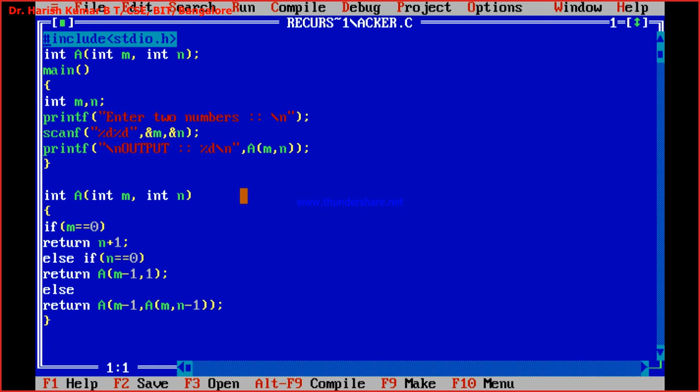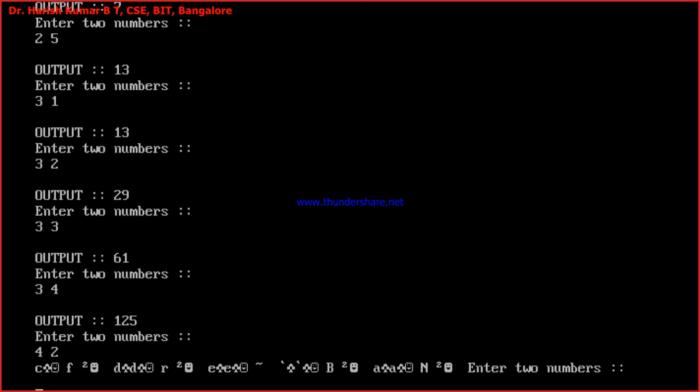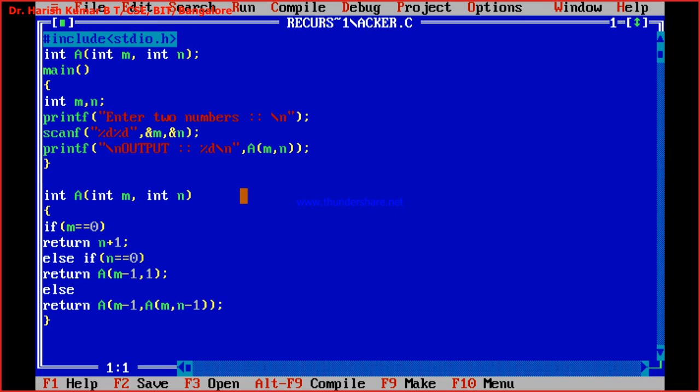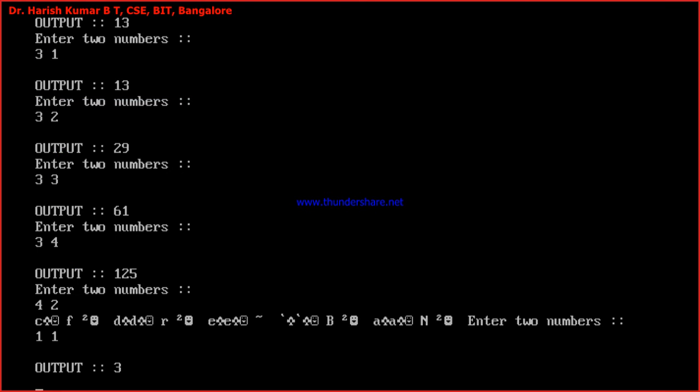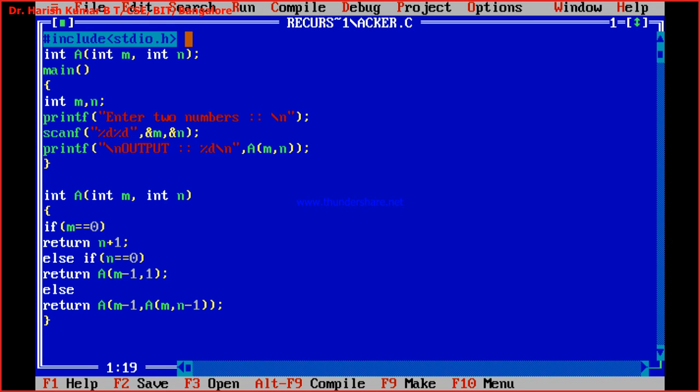Okay. Now again, let me run. Control F9. So it is asking me again, enter 2 numbers. You got to just observe here. Or let me do clear screen. So let me finish entering 1 comma 1. Alt F5. See, output is 3. Now I'll go back. Let me add clear screen.